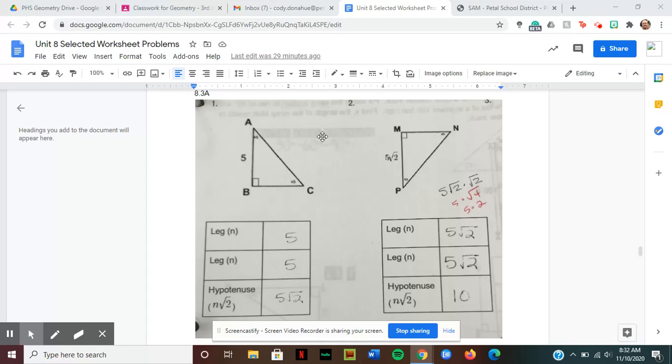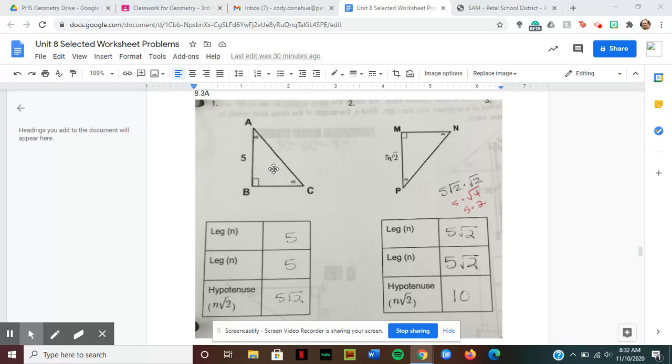If you remember back when we first learned about triangles in Unit 5, we learned that if two angles are equal to each other, then the sides opposite those angles will be equal to each other. So I know that this side length 5 is opposite my 45-degree angle. This other 45-degree angle is also going to be opposite a side of 5. So I know that my two legs are going to be 5.